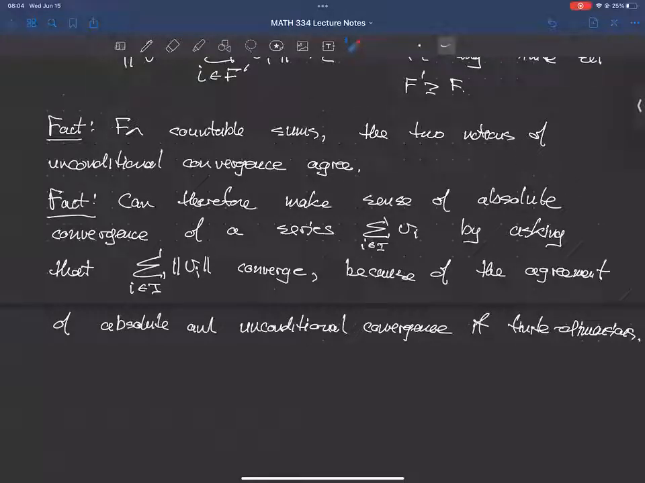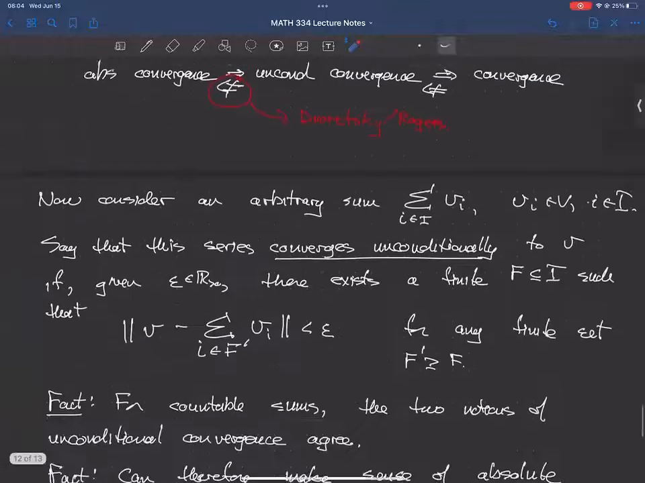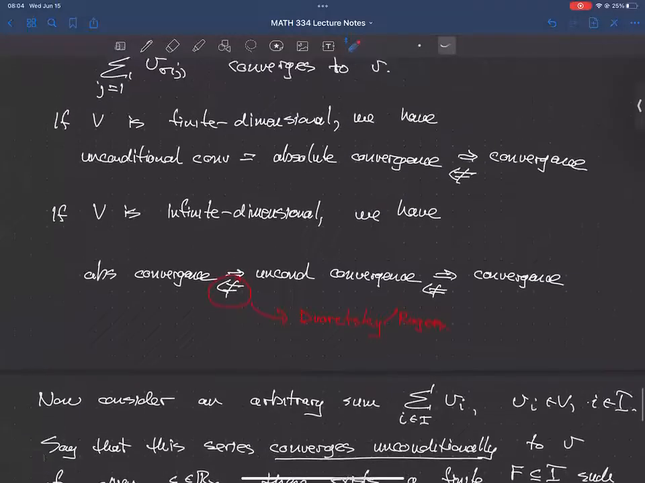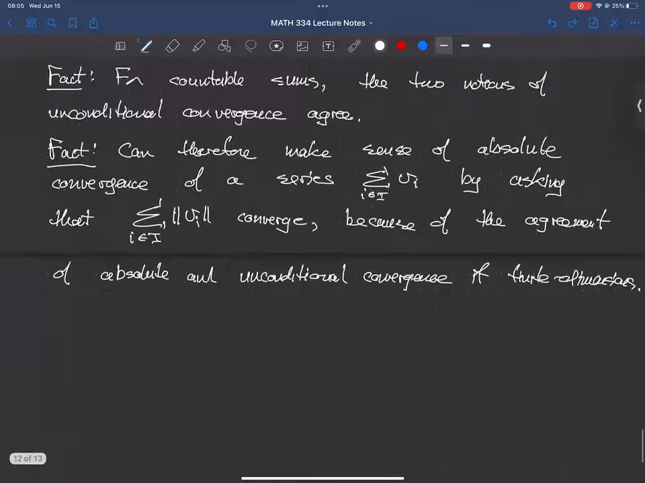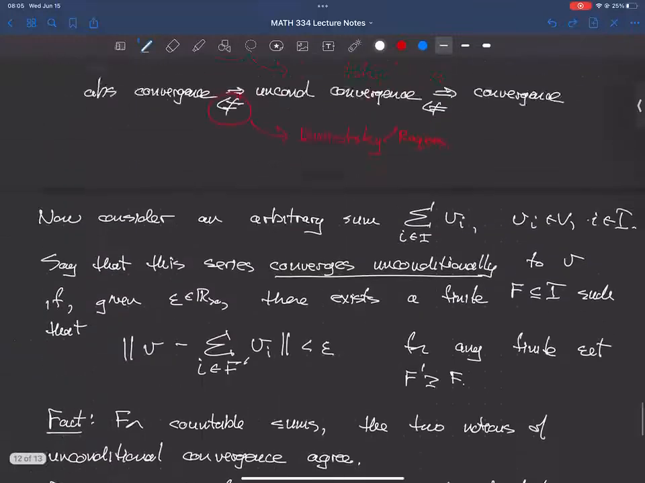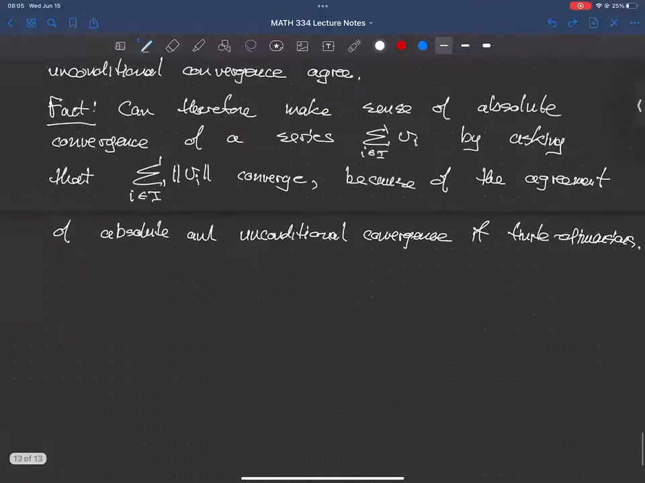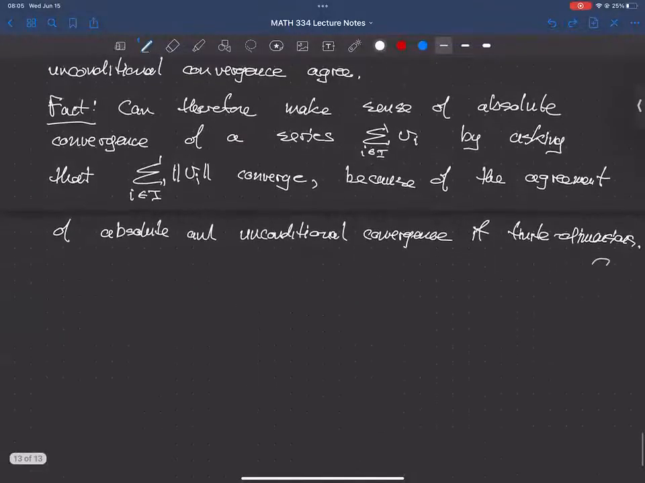Okay, good. And just like here, it's generally going to be the case that absolute convergence will be a stronger notion than unconditional convergence. All right, so this ends my aside.